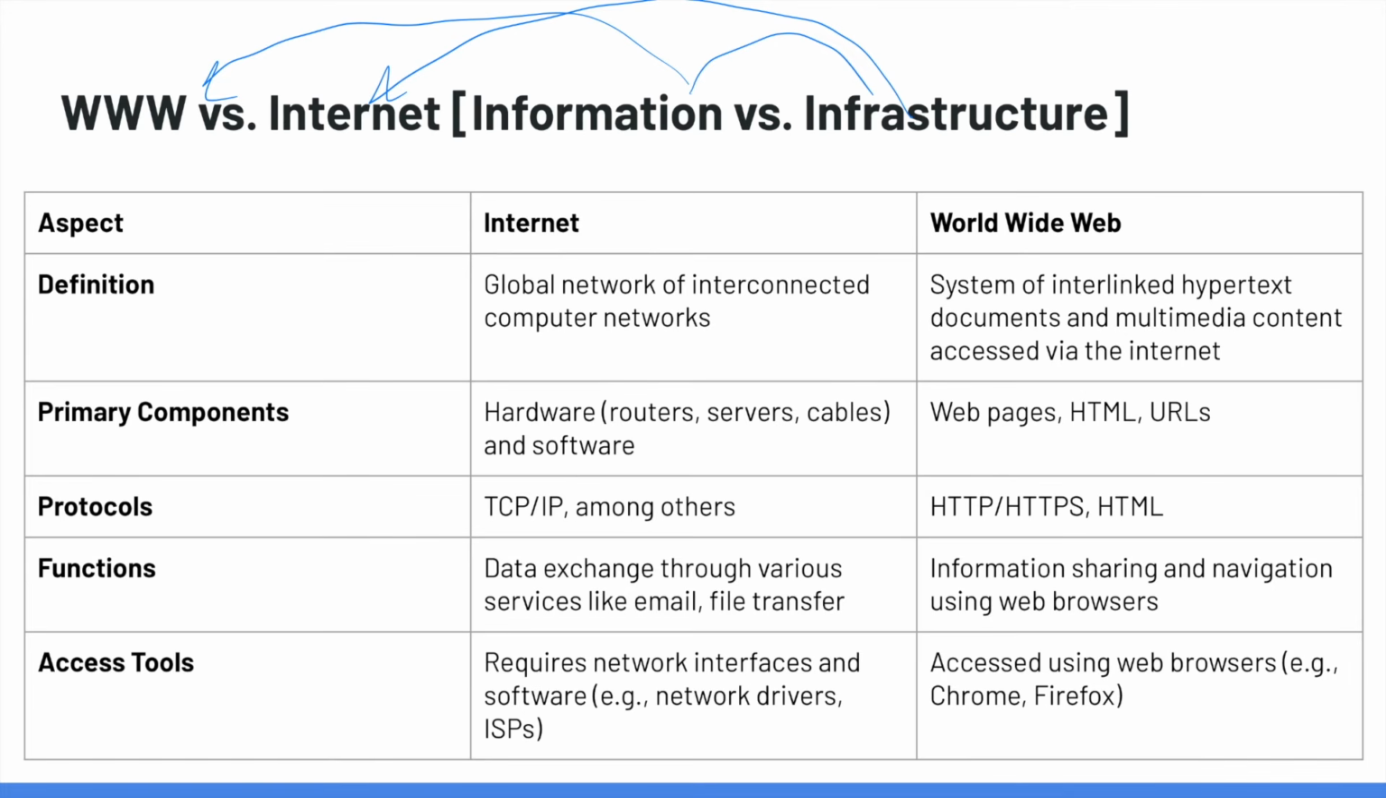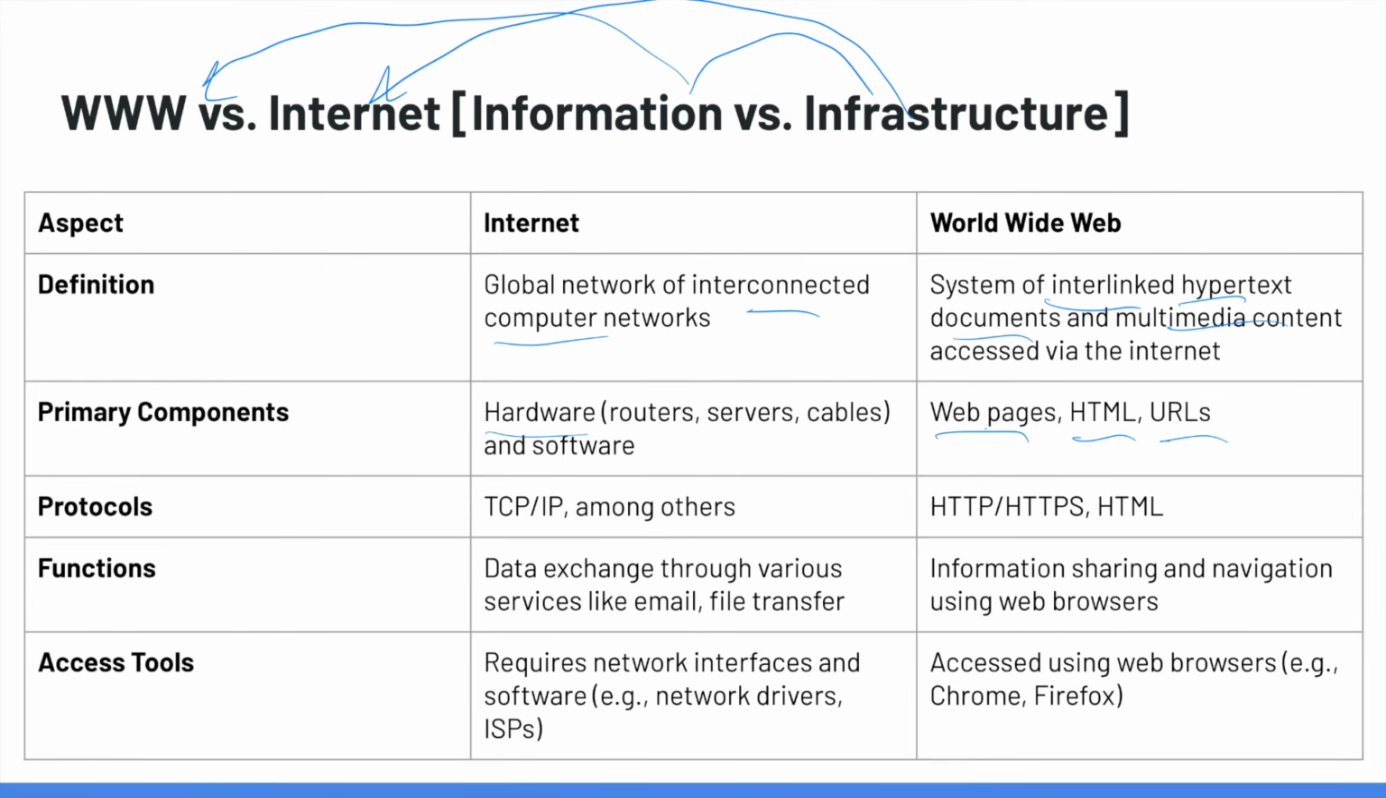So we've gone over these different distinctions. The internet is interconnected computer networks; the World Wide Web is interlinked hypertext documents and multimedia content. So really the content. The primary components of the internet are hardware, and the primary components of the World Wide Web are things like web pages, HTML, and URLs.